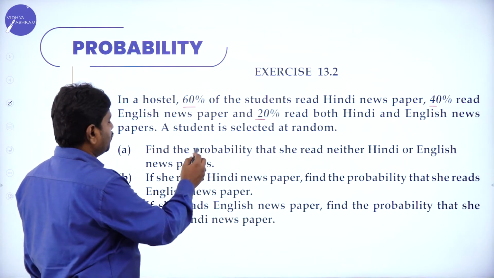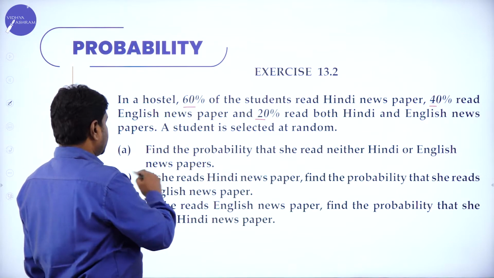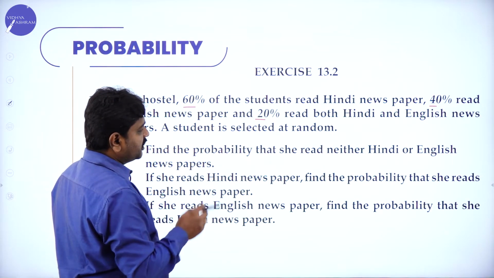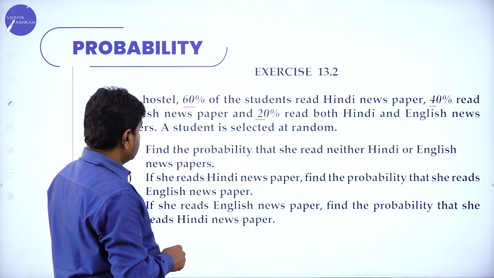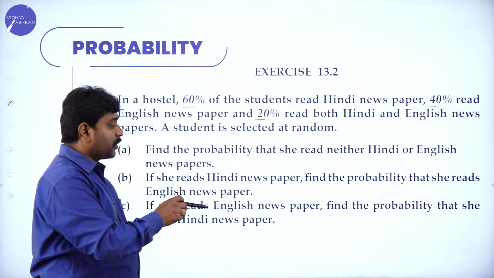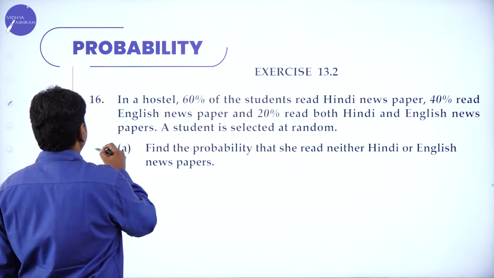First question, find the probability that she reads neither Hindi nor English. Second, if she reads Hindi newspaper, find the probability that she reads English newspaper. Then last, if she reads English newspaper, find the probability that she reads Hindi newspaper.